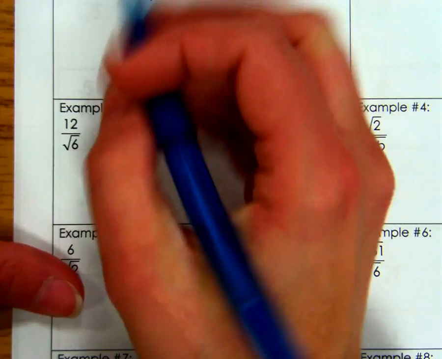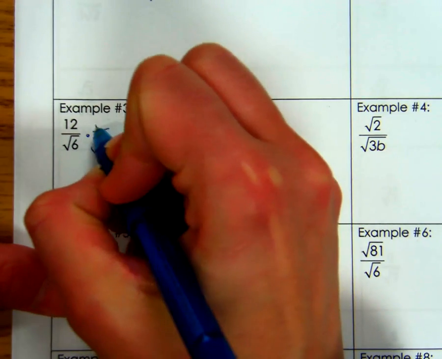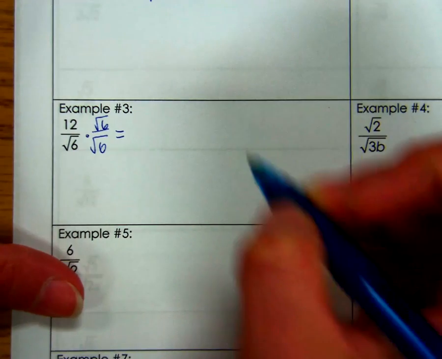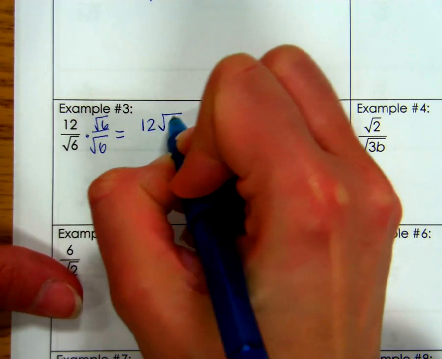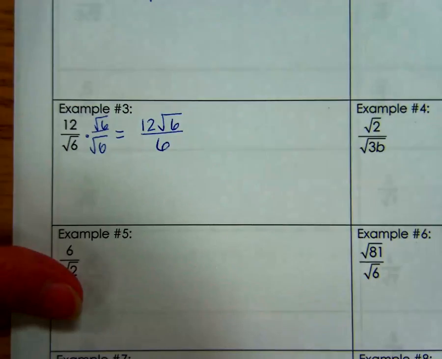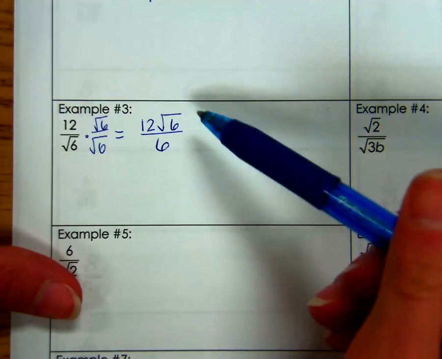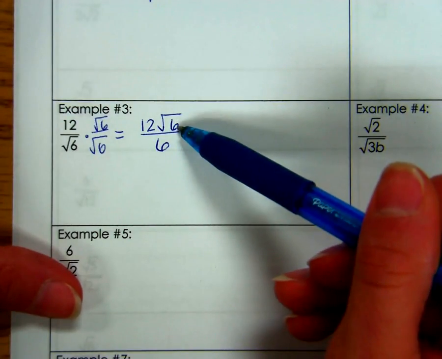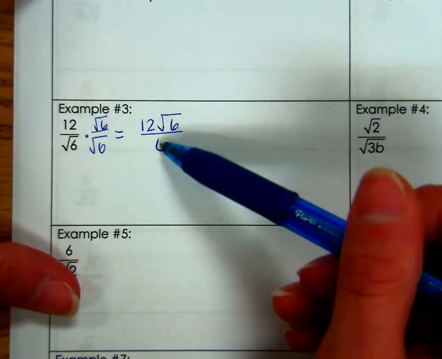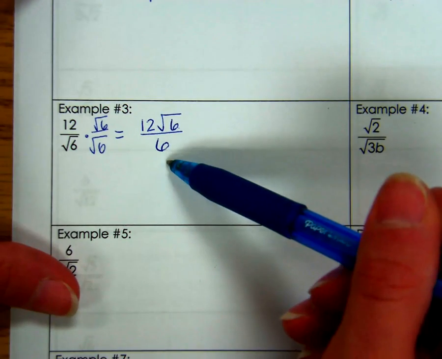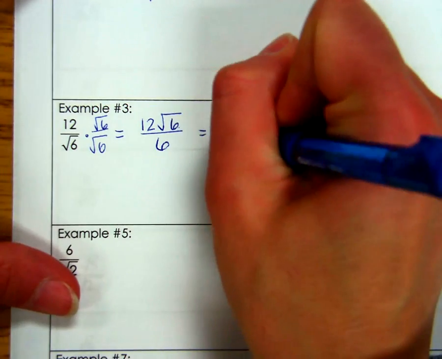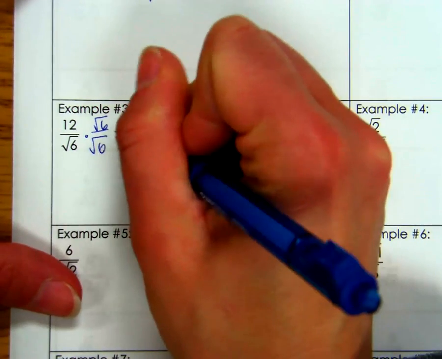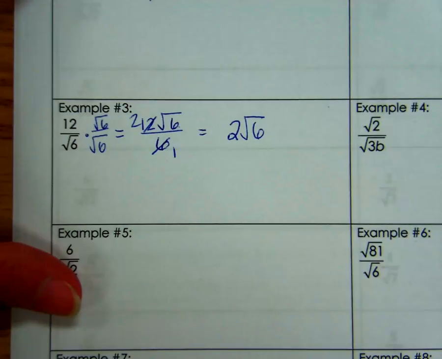Number 3. Multiply again by square root of 6 over the square root of 6, just a form of 1. That leaves us with 12 square root of 6 over 6. You can't simplify anything up top because square root of 6 is good to go, but you can reduce the outside fractions. 12 over 6 simplifies to 2. Could show it if you need to. So it's 2 square root of 6, and it's technically over 1.